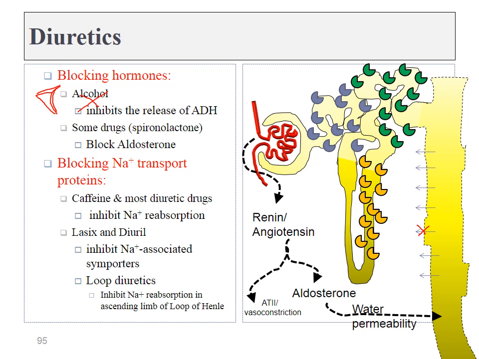There are some drugs that can block aldosterone. This is kind of weird. For the most part, we typically avoid any sort of mechanism that involves hormonal regulation. Most other diuretics block some sort of sodium symporter or antiporter protein found in the proximal convoluted tubule or the loop of Henle. For instance, caffeine can block sodium reabsorption, as does Lasix and Diuril. They target different proteins that move sodium and other molecules. Reducing sodium reabsorption should also reduce water reabsorption in the collecting duct, increasing urine production, and lowering blood pressure.